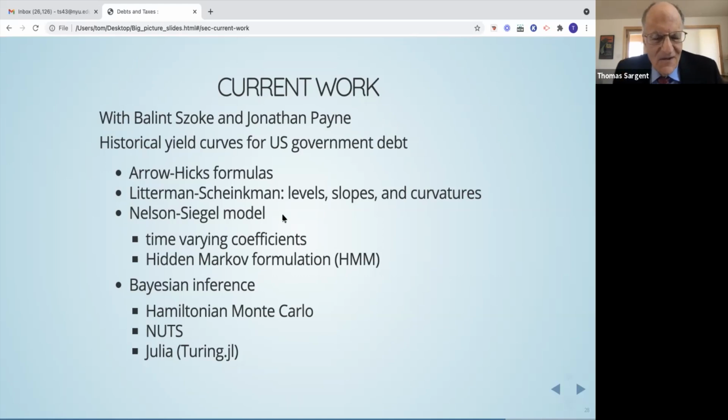So what do we do? We use prejudice, or inductive bias. I should say Ballin and Jonathan did that remarkable work on this, or are doing. We write down a Nelson-Siegel model with time-varying coefficients. And then we map it into a hidden Markov model. And then we use Bayesian inference. And we use Julia to do Hamiltonian Monte Carlo and what's called NUTS, no U-turn sampling. And we use something called Turing.jl. And that's what we do.